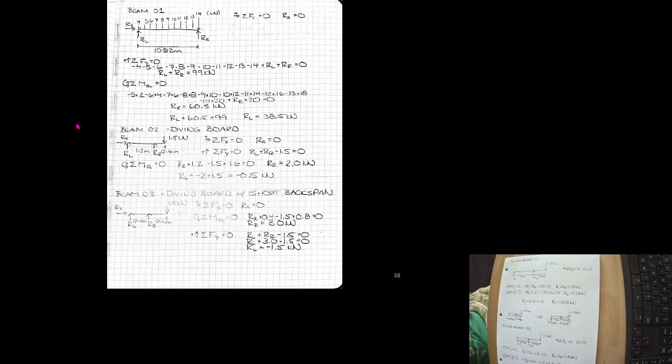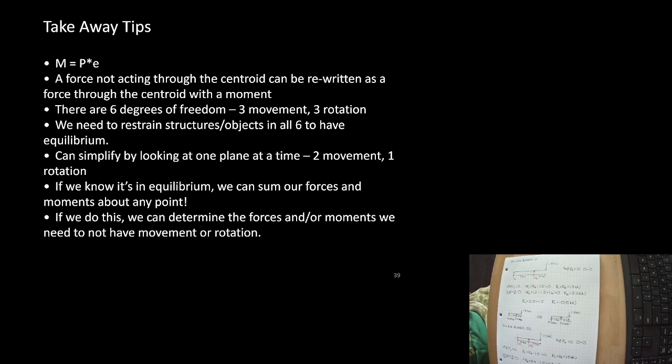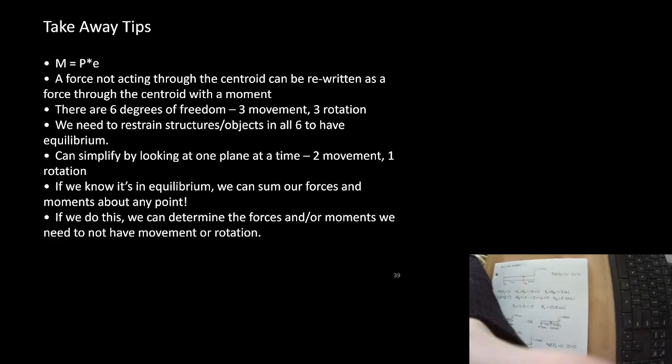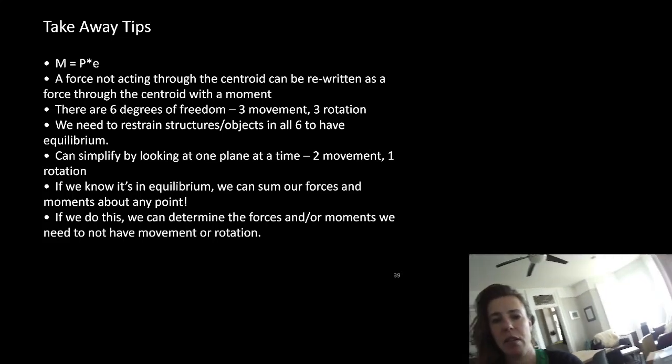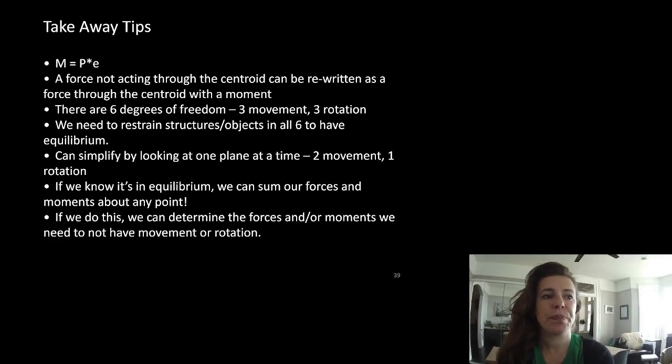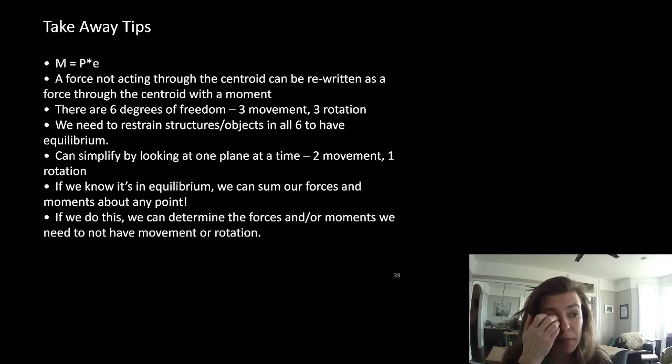Okay, so here are all of those worked out. So here are your takeaway tips. Let me turn this up here so that you can see me. All right. So, moment: force times eccentricity. A force not acting through the centroid can be rewritten as a force through the centroid with a moment. So it's sliding and spinning.